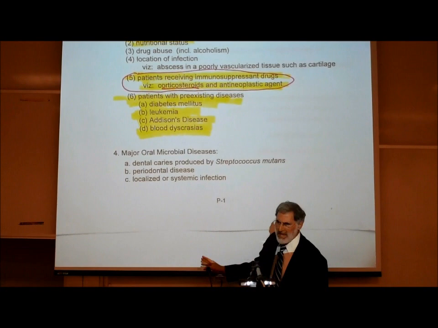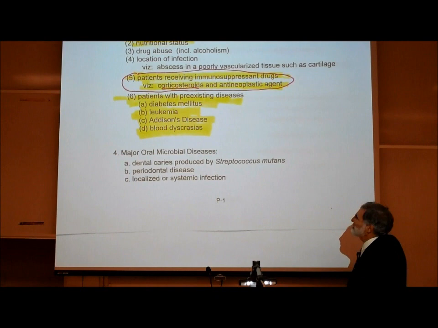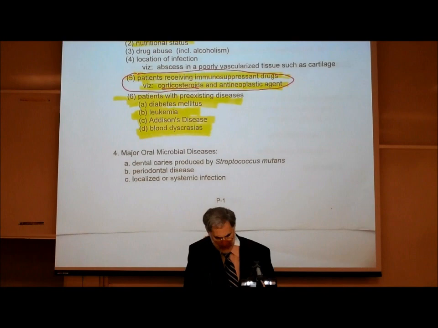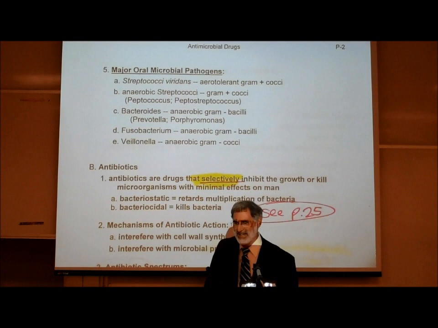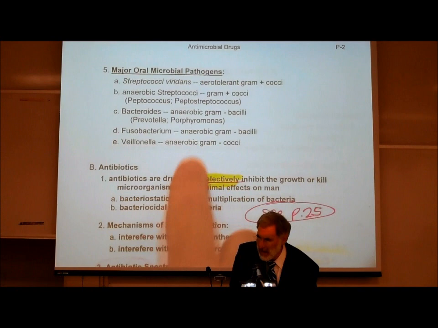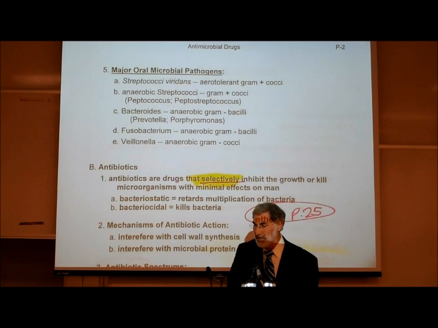At the bottom of the page, bacterial infections. Bacteria can be associated with dental caries, periodontal disease, and of course systemic infections. On page P2, we reminded you of some of the more significant bacteria that are in the mouth that can cause problems, infections, and these include some anaerobes. And anaerobes probably can be potentially a much bigger problem than the aerobes.